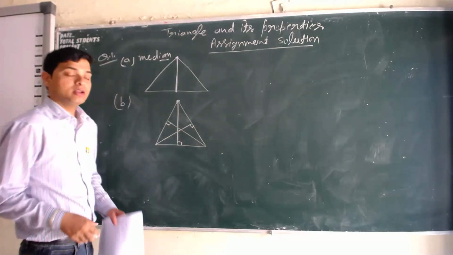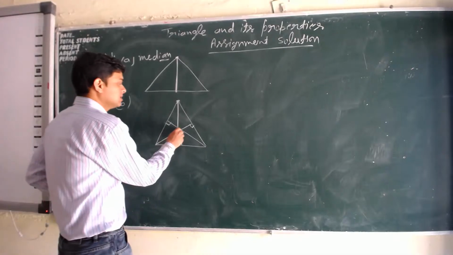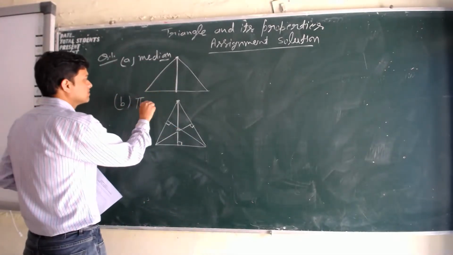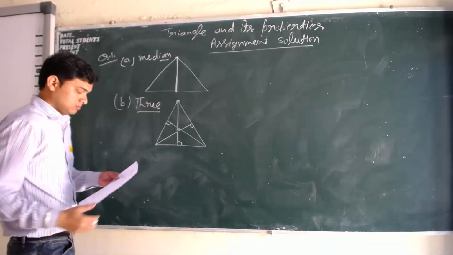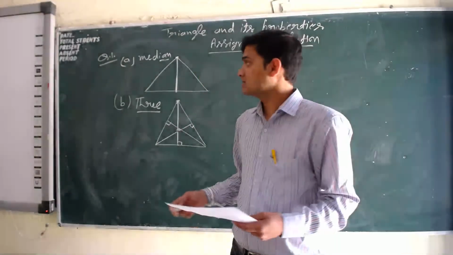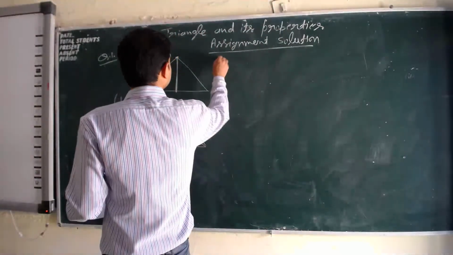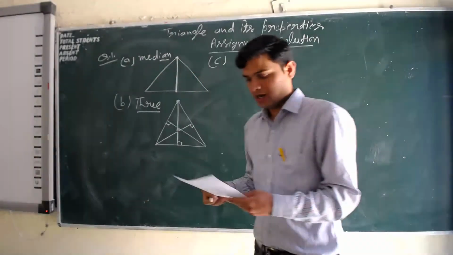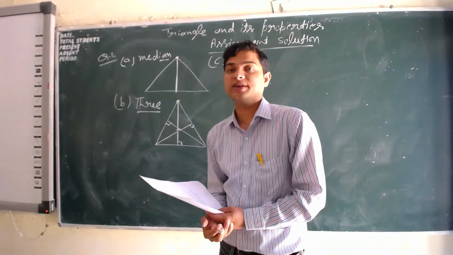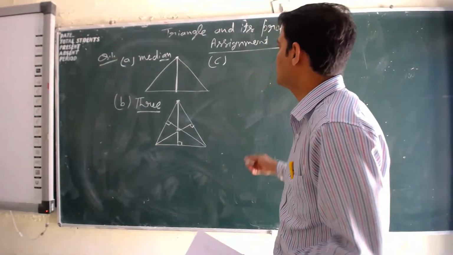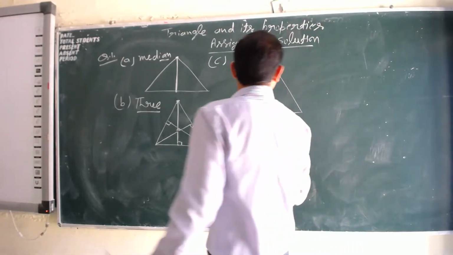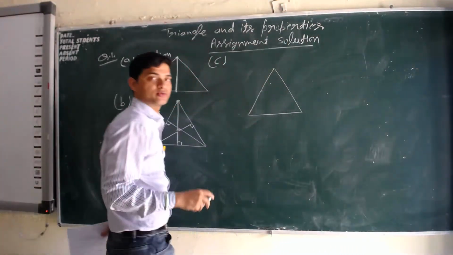Clear? Total how many altitudes are there? These are three altitudes. Okay. So a triangle can have three altitudes. Next, C point. A triangle can have dash medians. How many medians in a triangle can be? Okay, कितने medians हो सकते हैं एक triangle में?